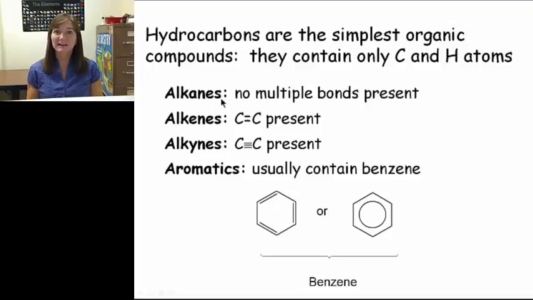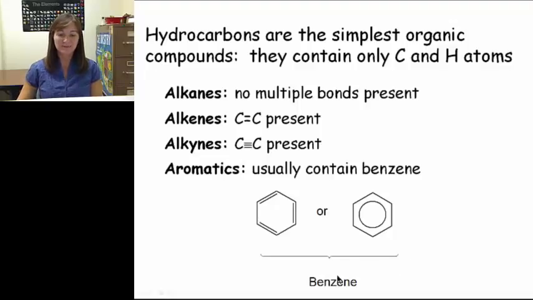You're going to recognize that you're dealing with an alkane because first of all, it's just a hydrocarbon, just carbon and hydrogens, and it has no multiple bonds. So in other words, it has only single bonds. Alkenes are hydrocarbons that have a double bond. Alkynes have a triple bond, and aromatics usually contain a benzene ring. Okay, so that's how we're going to identify our aromatic hydrocarbons.